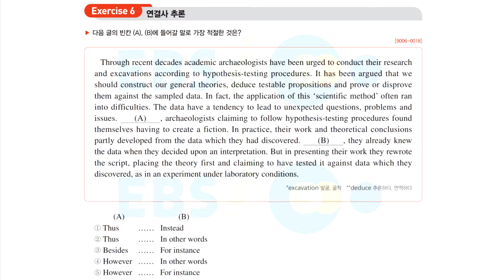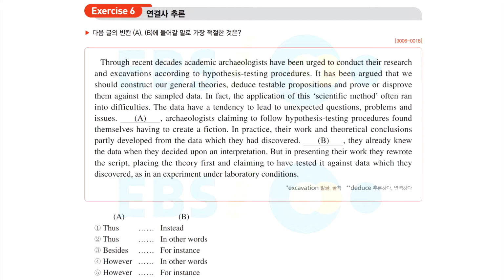Exercise 6. Through recent decades, academic archaeologists have been urged to conduct their research and excavations according to hypothesis testing procedures. It has been argued that we should construct our general theories, deduce testable propositions, and prove or disprove them against the sampled data. In fact, the application of this scientific method often ran into difficulties. The data have a tendency to lead to unexpected questions, problems, and issues.